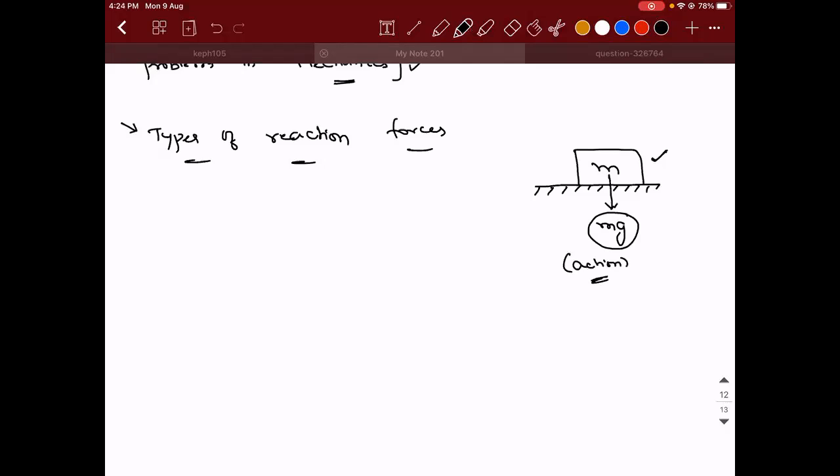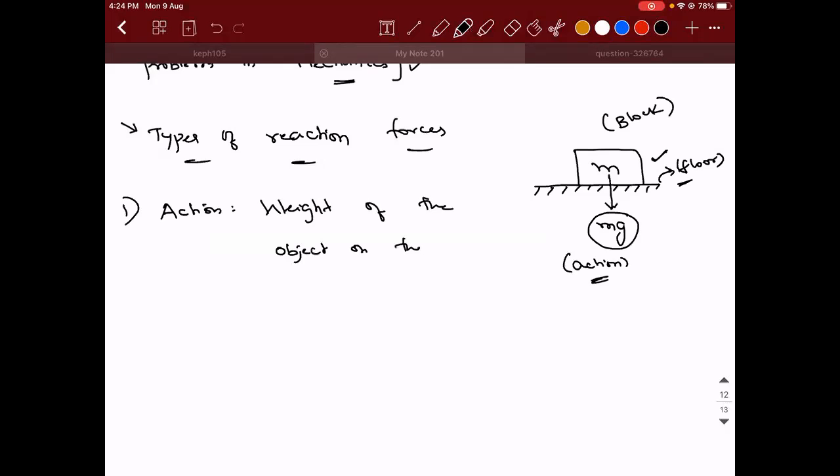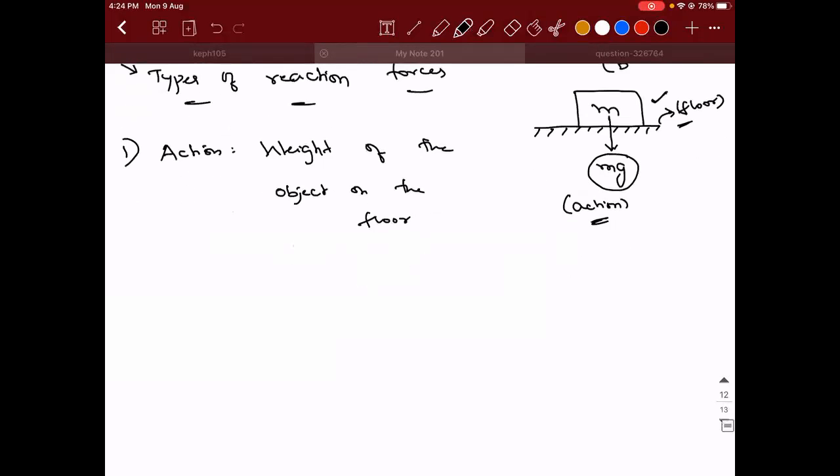So tell me, how many particle system is this? You have a block and a floor. So when you have a 2-particle system, can I say that this block is exerting a force on the floor. Right. So if I call the action as the weight of the object on whom? On the floor, then the immediate question that we need to ask is, what is the reaction?